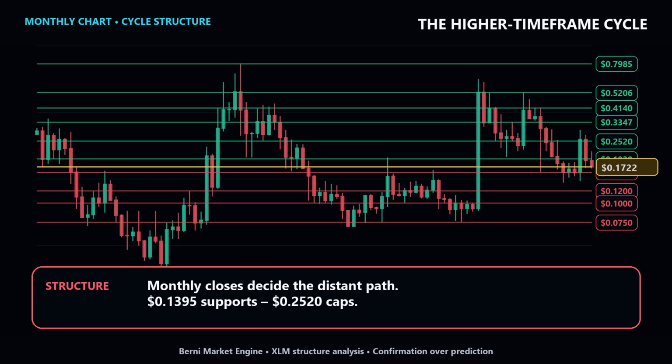The monthly chart is now included. It filters short-term noise and shows whether the larger cycle is actually changing. On the downside, 0.1395 US dollars remains a central monthly support. On the upside, 0.2520 US dollars must be cleared on a monthly closing basis and then confirmed as support. Only then do the more distant levels gain materially more technical weight.